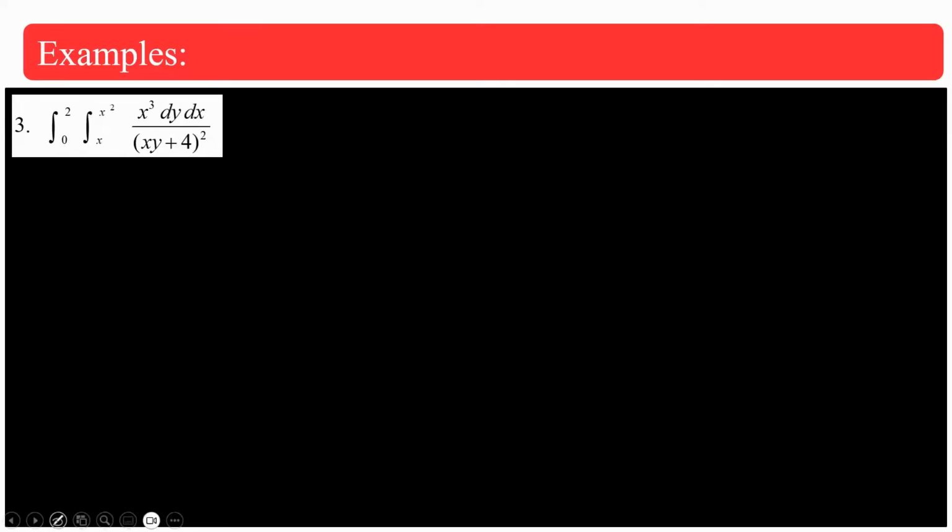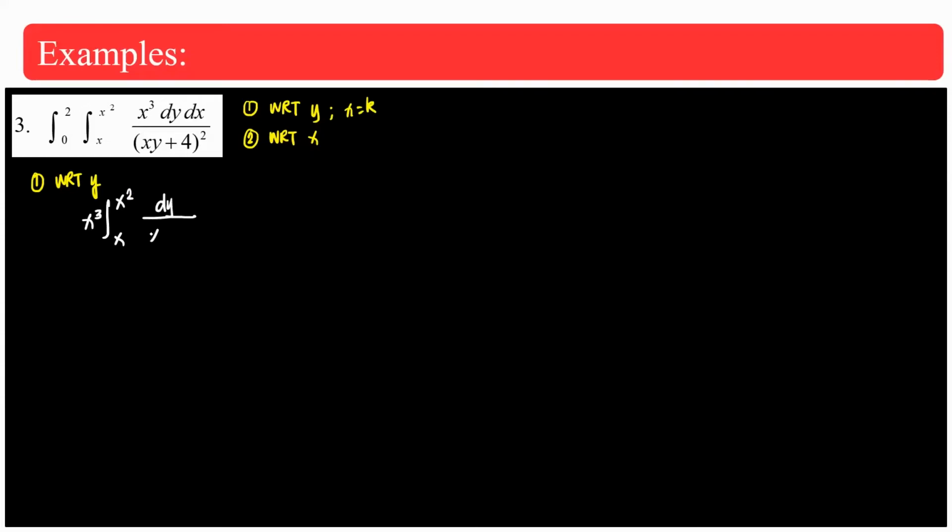So again, the first one, as I have said, just as a guide, I'll just write it here. The first one would be with respect to y. So that means x is treated as a constant. And then the second one is already with respect to x. So let's do the first one with respect to y. I'll just rewrite the problem. Since there's an x cube, I can move out the x cube and then integrate from x to x squared, the dy all over xy plus 4 quantity squared.